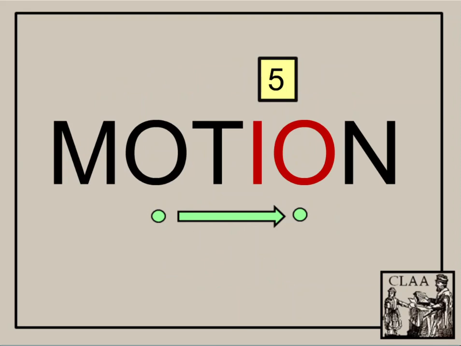Let's practice with a few more words that end in I-O-N. Look carefully at this word. You can see the digraph I-O in red, followed by a final N. Let's read this word together. Remember, the consonant before I-O is going to be soft. Motion, motion.